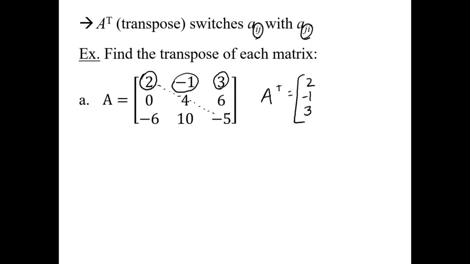Now, you don't need to do this process for every single thing, because an interesting observation here is, notice that the first row of A became the first column of A transpose. Well, that wasn't a coincidence. The second row of A will become the second column of A transpose, and the third row becomes the third column.